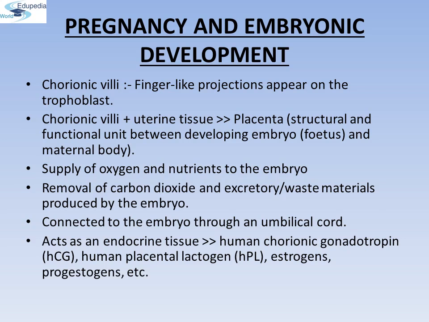Pregnancy and embryonic development in human females. After implantation, finger-like projections appear on the trophoblast called chorionic villi, which are surrounded by uterine tissue and maternal blood. The chorionic villi and uterine tissue become interdigitated with each other and jointly form a structural and functional unit between the developing embryo or fetus and the maternal body, called the placenta.